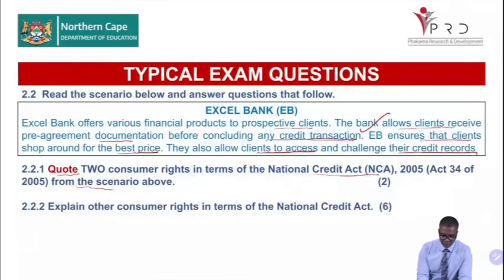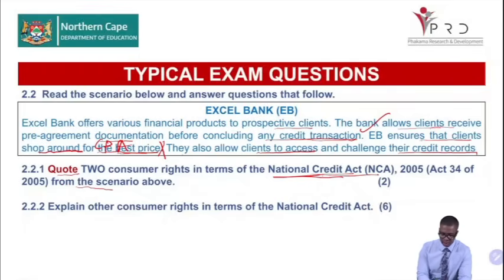EB ensures that their clients shop around for the best price. In whatever financial products they are offering, you are allowed to shop around and decide on the interest rate or the type of loan that they want. So do we consider that to be a consumer right according to the National Credit Act? No, because immediately you see shop around, it talks to the consumer right according to consumer protection. So this is incorrect. It cannot be quoted. This is not a consumer right according to the National Credit Act, but a consumer right according to the CPA, which is the Consumer Protection Act.